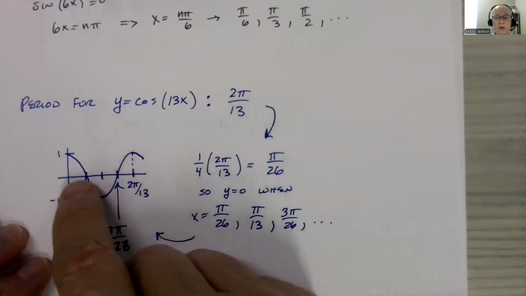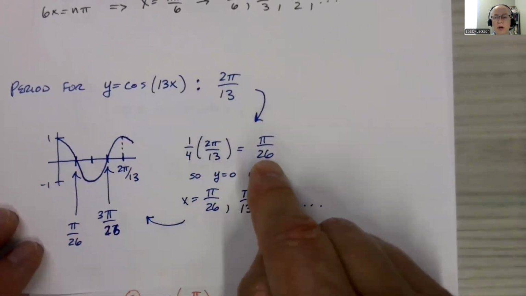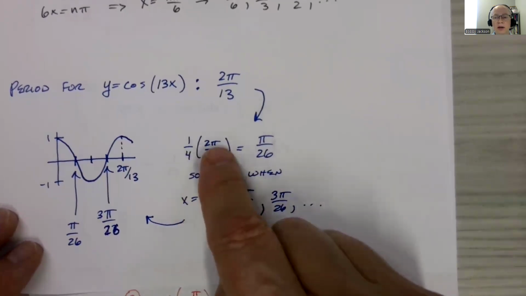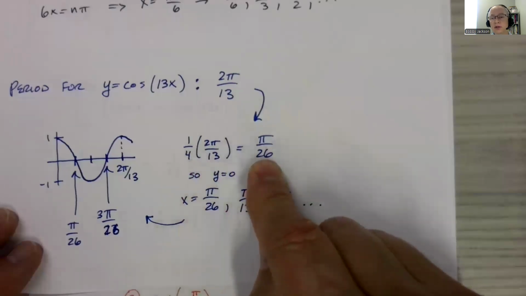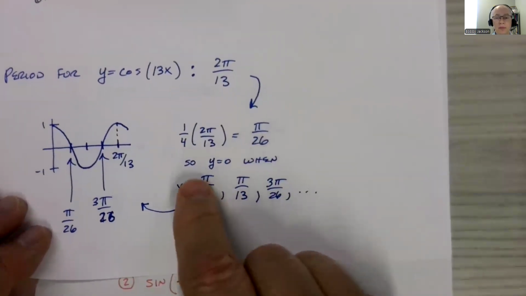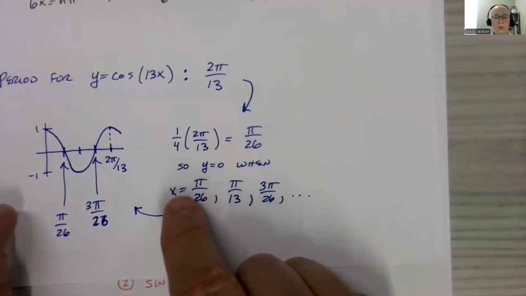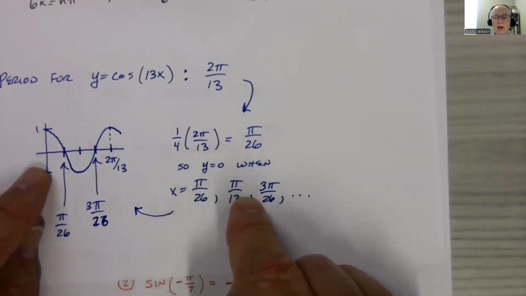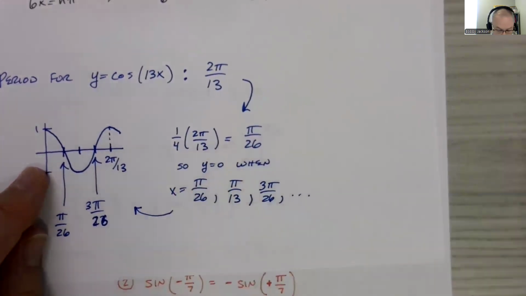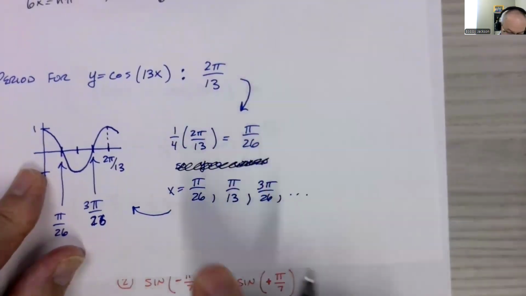What are these points? Well, they're evenly spaced. So if I take 1/4 of that period, I get 2 pi over 13 times 1/4, which is pi over 26. So in other words, we're going to, well, y equals 0, not at all these values. Sorry, that's not correct. But these are sort of the important points for the graph.